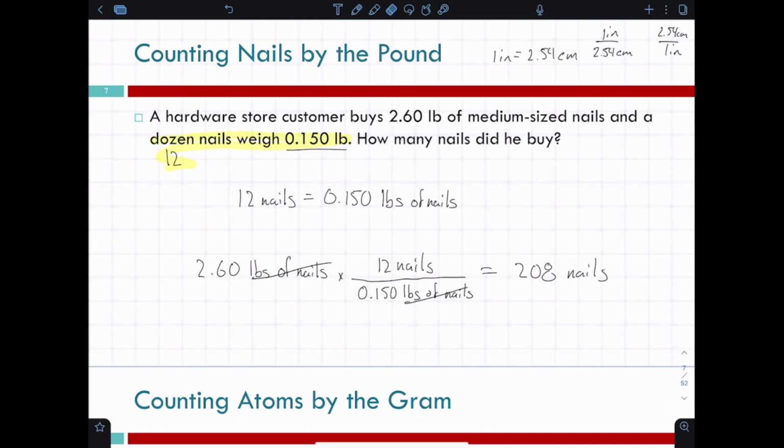Now, interesting thing here about sig figs: the 12 nails is exact. We can pick up 12 nails, set them on the scale. You can count out exactly 12 nails. That's an exact number. So anytime you're counting individual whole objects, those are exact numbers. So this has 3 sig figs because of this 0.150. Our initial number has 3 sig figs because 2.60 has 3 sig figs. So our final answer can have 3 sig figs.